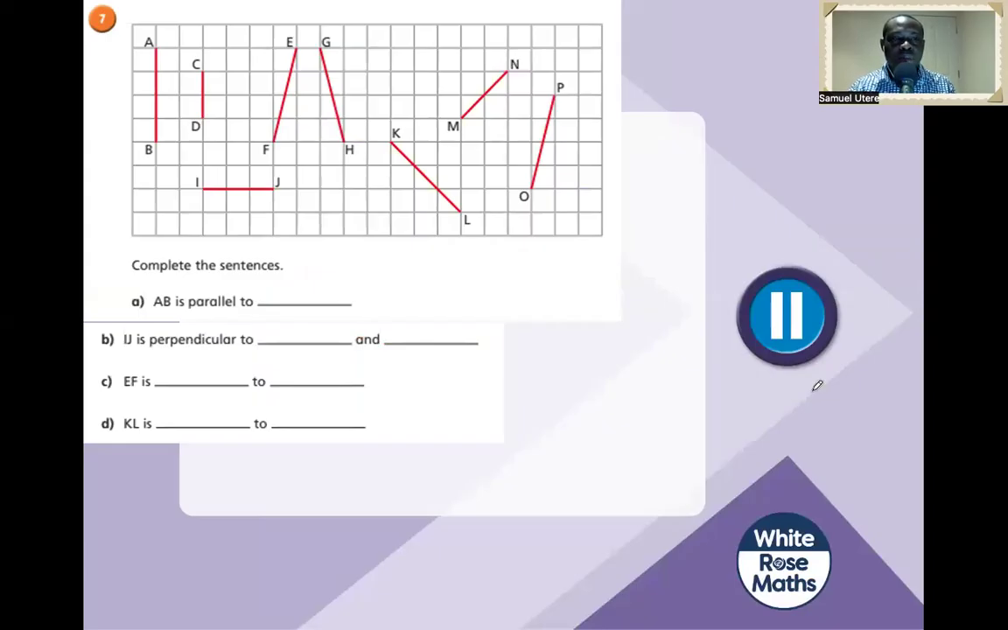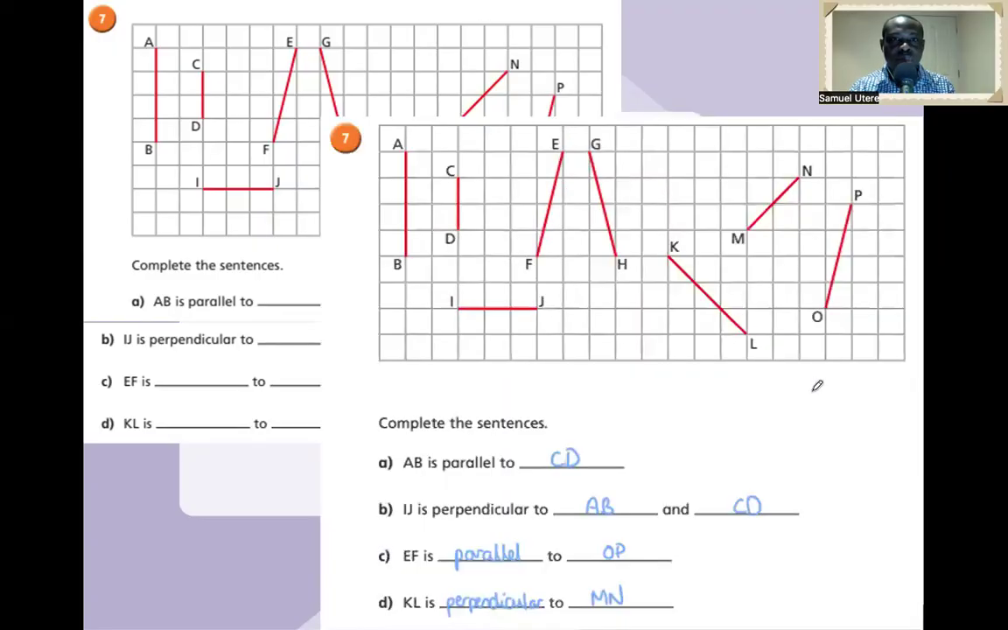Pause the video and answer question 7 in 2 minutes. Assuming you've paused the video and you've answered question 7, here are the answers. Let's discuss them. Here you were asked to complete the sentences. AB is parallel to CD. We can see that. IJ is perpendicular to AB, and we can see that.